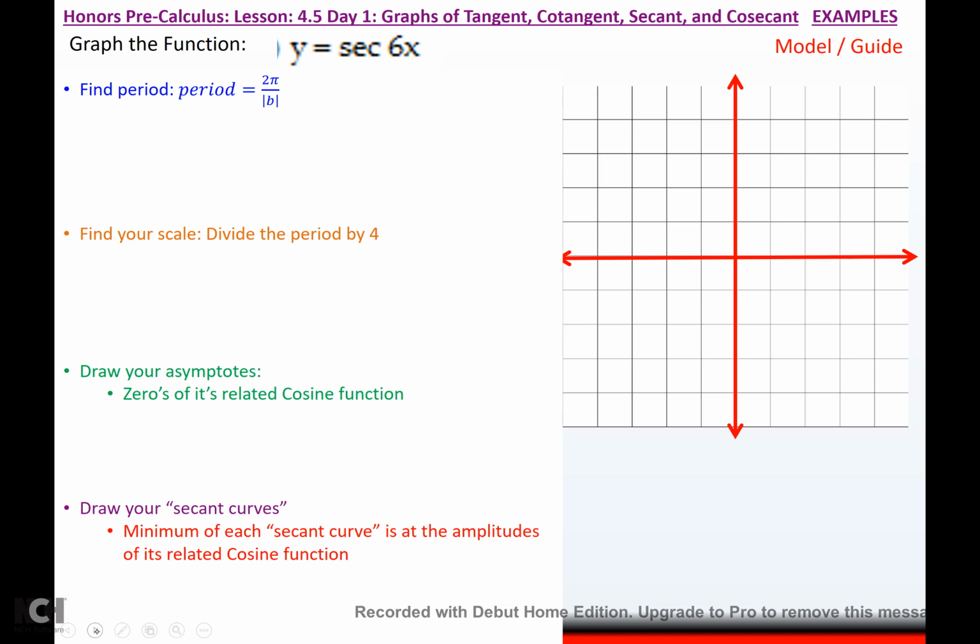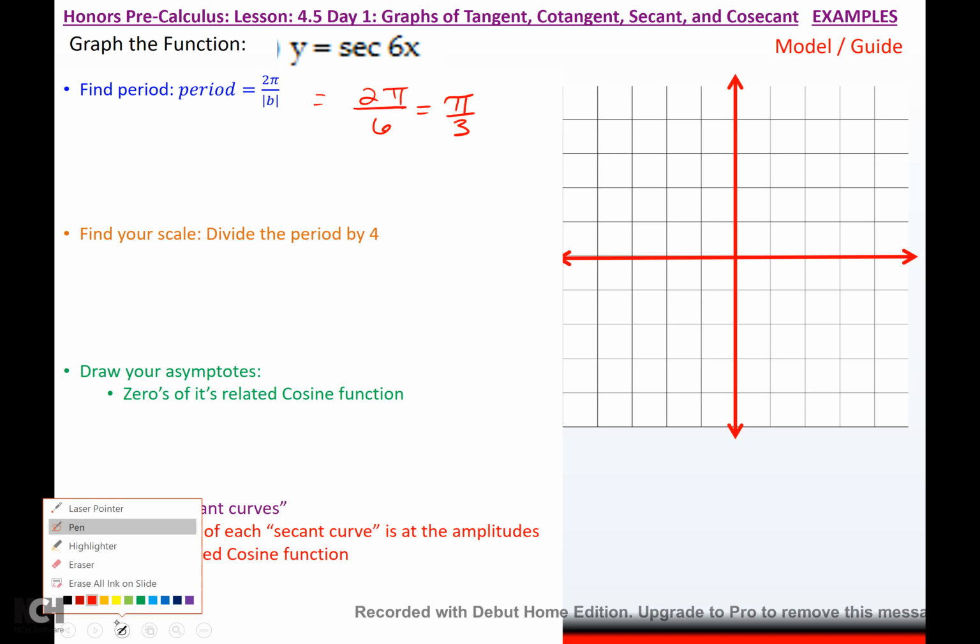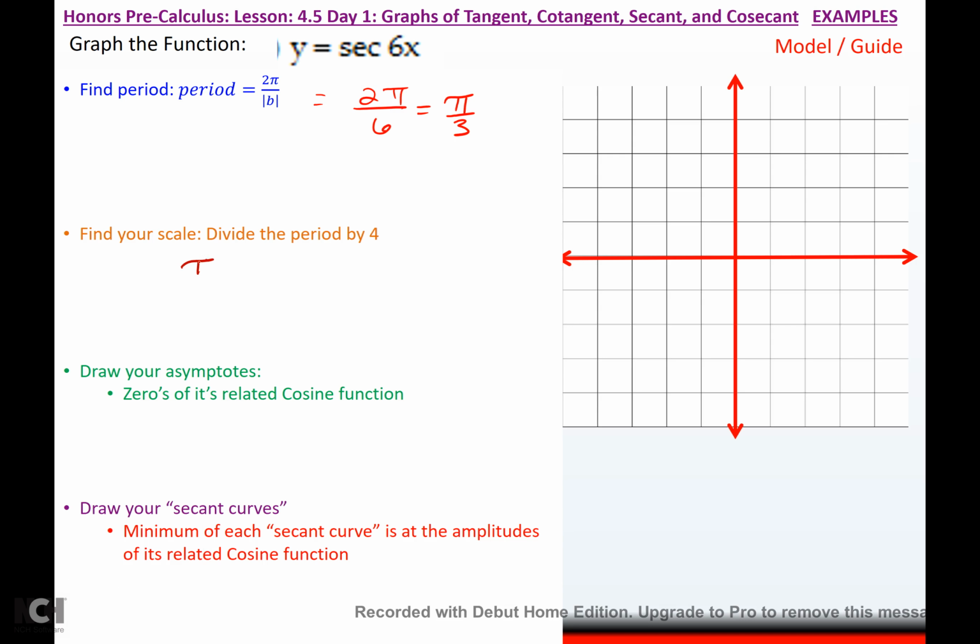Alright. So, graph the function y equals secant 6x. So first of all, we're going to find the period, which would be 2 pi over 6, which reduces down to pi over 3. I'm going to get my scale. I'm going to take my period and divide it by 4. Keep, change, flip, and I get pi over 12. So this mark is going to be pi over 12, 2 pi over 12, 3 pi over 12, and yes, I could reduce them, but I'm not going to. 4 pi over 12.